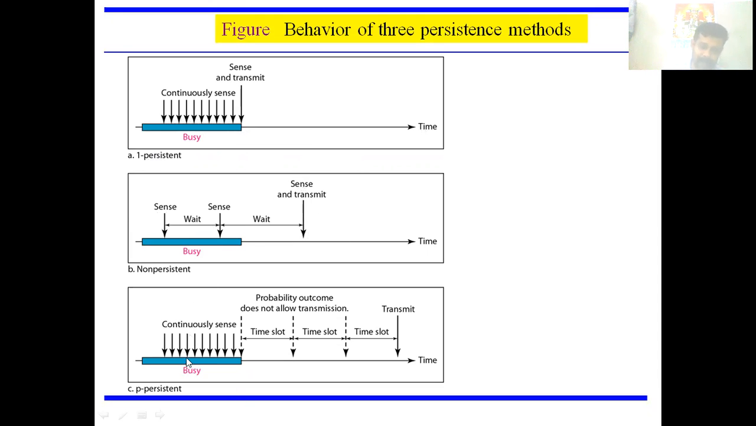In the P persistent method, it will sense continuously, and for some time slot it will not transmit, and after some time slot it will start transmitting. When the medium is idle, with a probability P it will send, and it will wait with a probability 1 minus P.